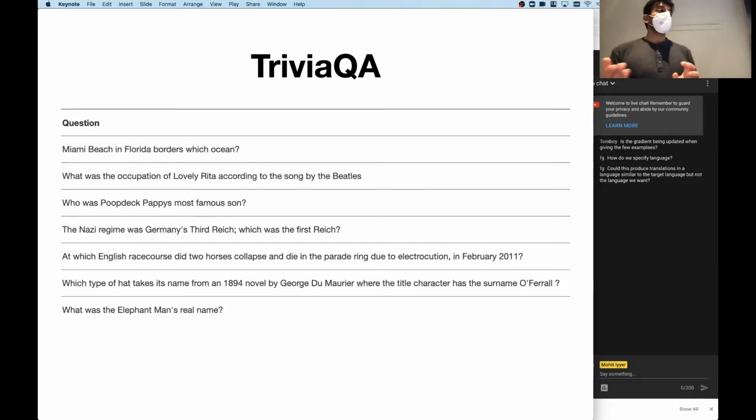They evaluate in the GPT-3 paper their model on many different tasks in the zero-shot, few-shot settings and compare it to full model fine-tuning. So on this task of trivia QA, this is a question answering task where the model is given a question like, who was Poop Deck Pappy's most famous son? And you're supposed to just produce the entity that answers this question. So I think most of the questions here, their answers are entities, so like people, places, or things, or numbers like dates or something like that.